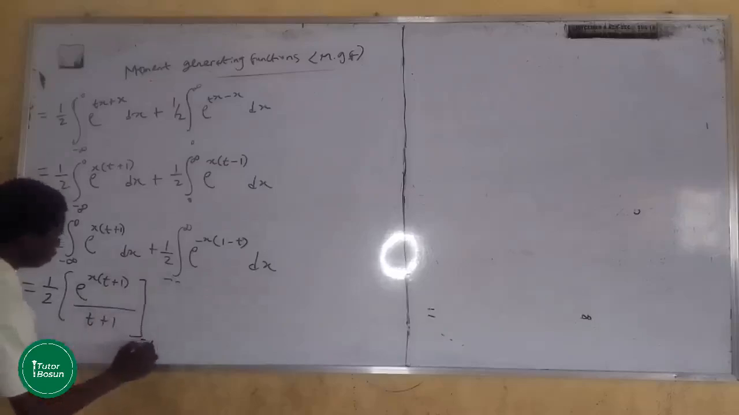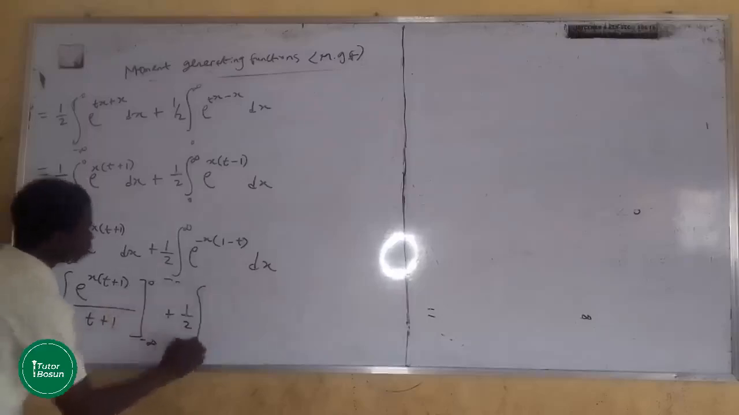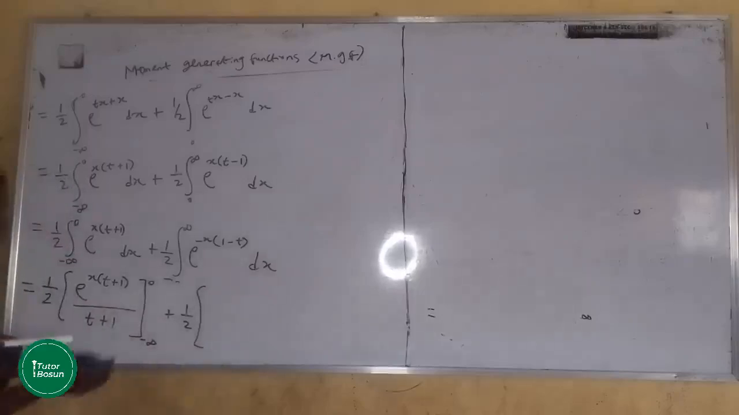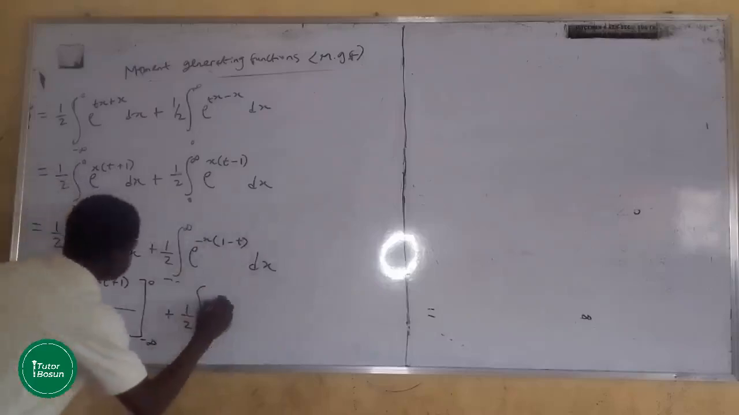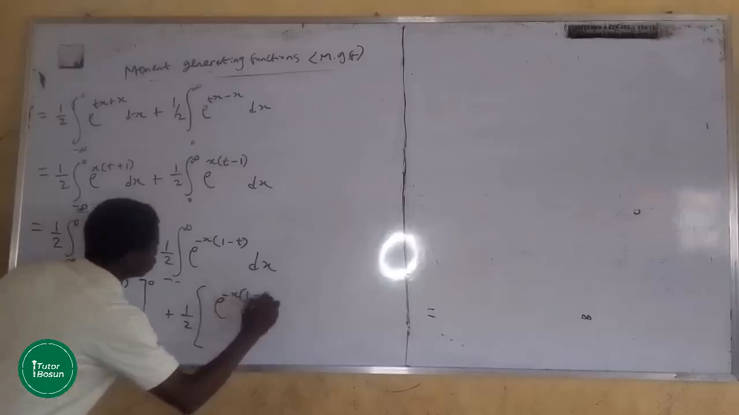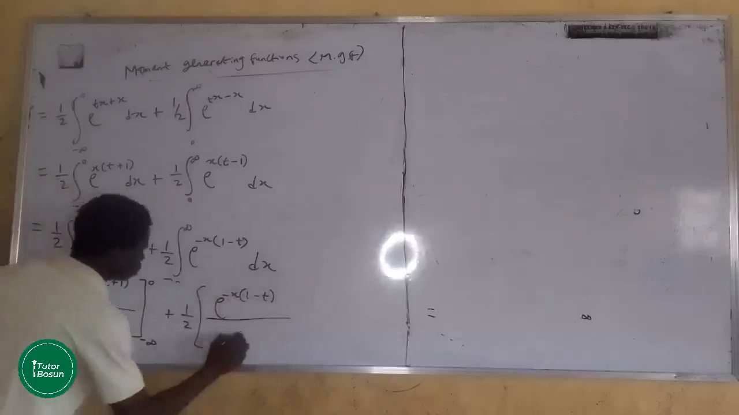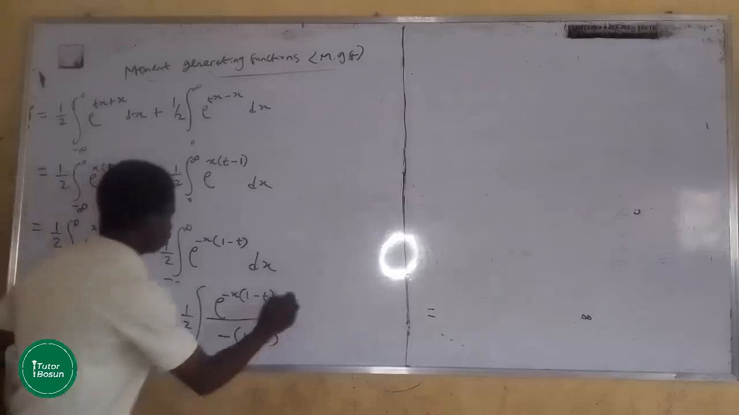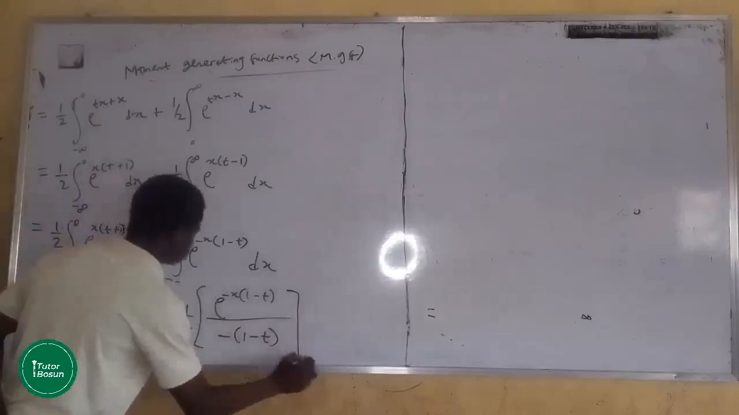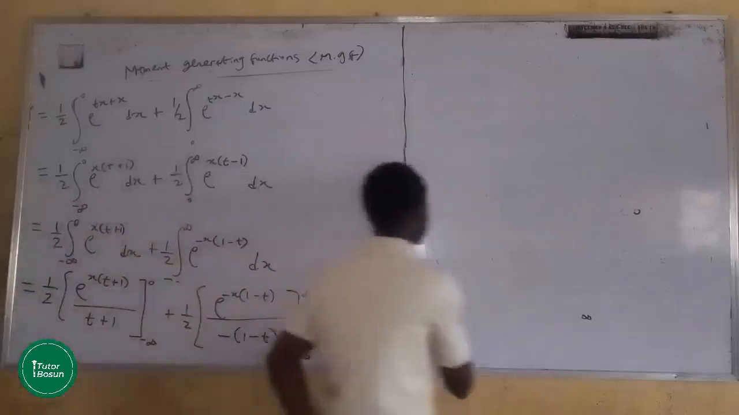From where? From minus infinity to 0 plus 1 over 2 into, if you differentiate this as well, everything here you have what? Minus 1 minus t. So you have what? Exponential minus x into 1 minus t over minus 1 minus t, from 0 to infinity.